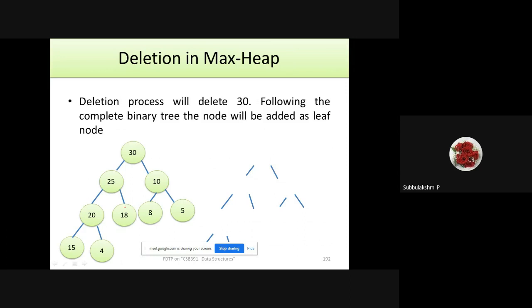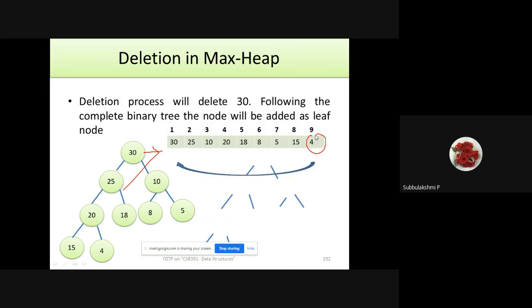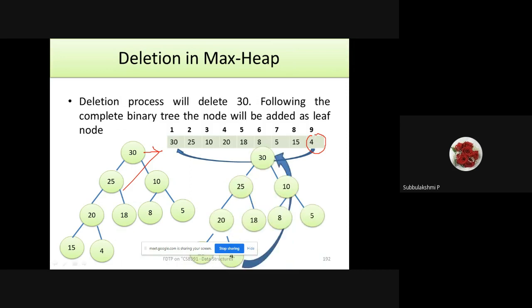Deletion process will delete 40. As I said, the root starts from root. Complete binary node will add as a leaf node, so the leaf has to be brought in front. So what's the last leaf node, which is 4? Here you can see the 4 will be given to the top.